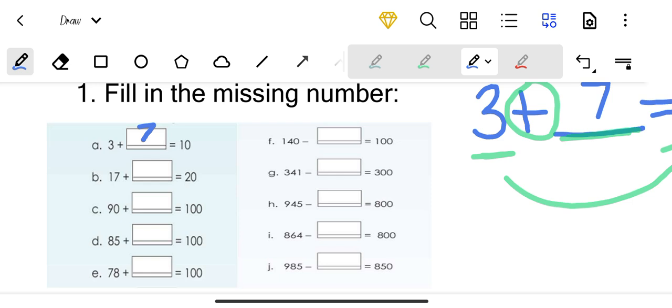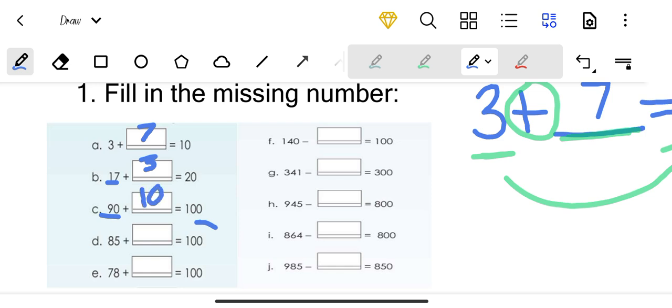B says 17 plus blank is equal to 20. Same applies here. You check, okay, for me to get a 20, what happened to the 17? So if I say 3 plus 17, do I get a 20? Yes, I do get a 20. So the answer there is going to be a 3. C says 90 plus blank is equal to 100. Same here, you check, what did they add to 90 for them to get a 100? If I say 90 plus 10, I do get a 100. So the answer there is a 10.